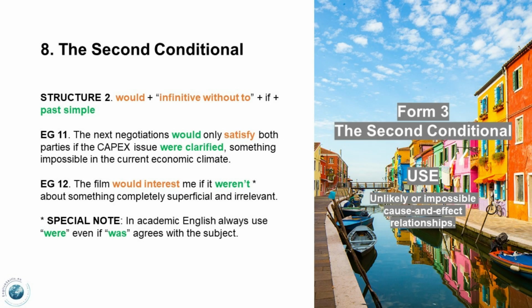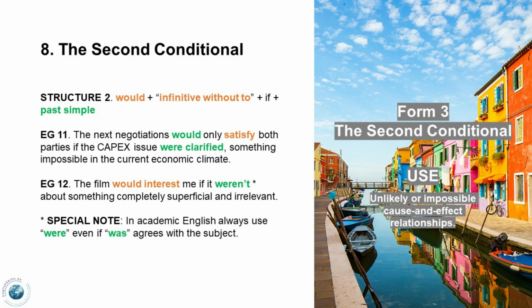The second conditional. Structure 2. Would plus infinitive without to, plus if, plus past simple. Again, remember, no comma is used between the results clause and the if clause in this structure.